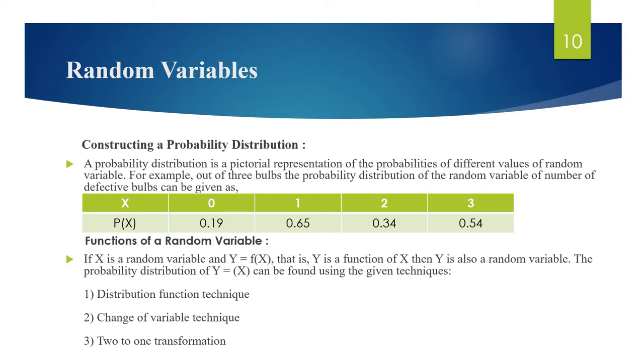So next is the function of a random variable. If x is a random variable and y equal to f of x, that is y is a function of x, then y is also a random variable. The probability distribution of y equal to f of x can be found using the given techniques. The first is the distribution function technique. The second is change of variable technique. The third is 2-to-1 transformation.